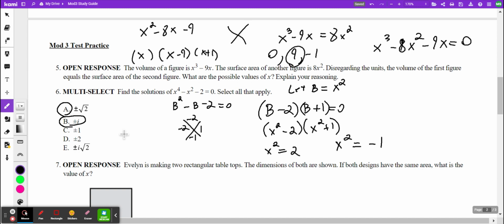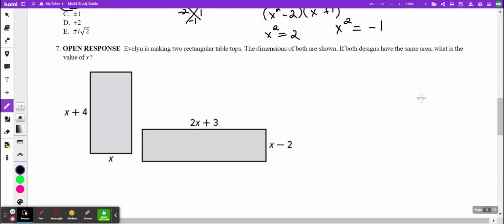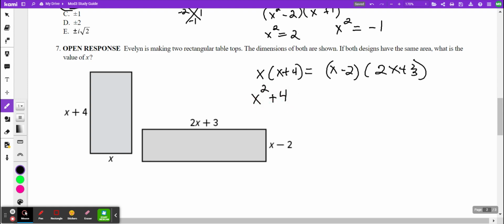It says Evelyn is making two rectangular tabletops. The dimensions are shown. If both designs have the same area, what is the value of x? Okay, so basically it's saying you've got this, and it's equal to this one. Solve for x. Well, if we have to solve for x, I'm going to want to multiply it out. So this one's pretty simple. I'm just going to multiply that.